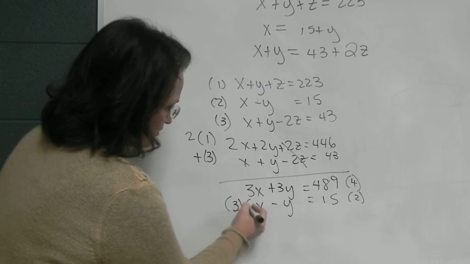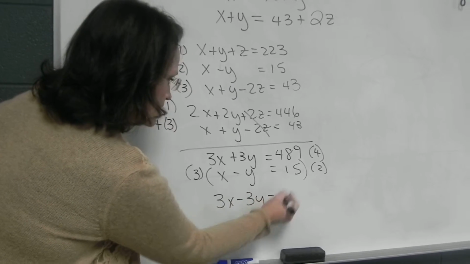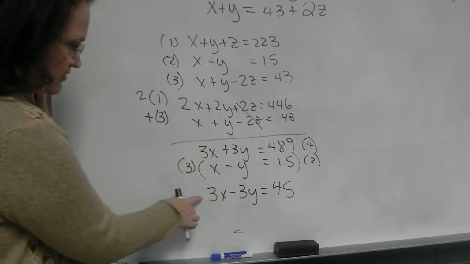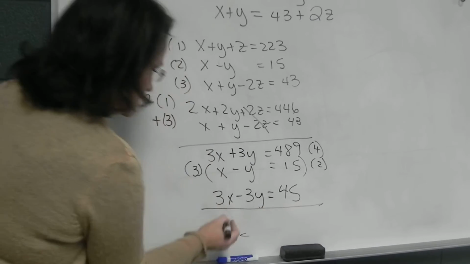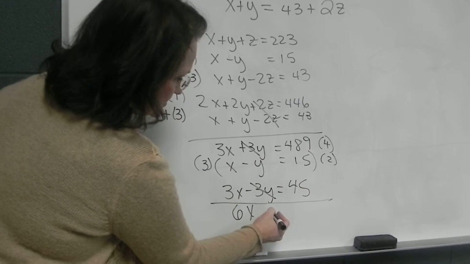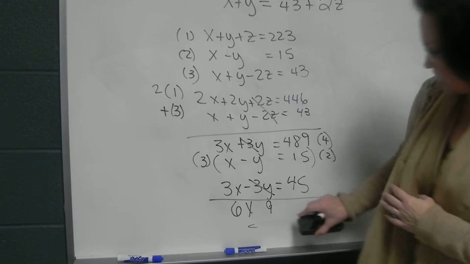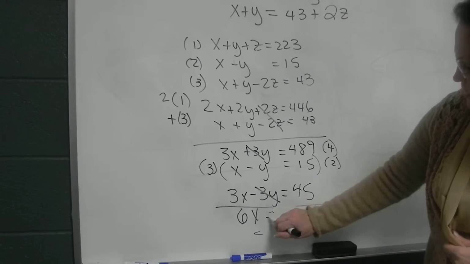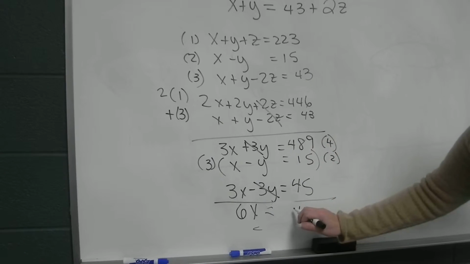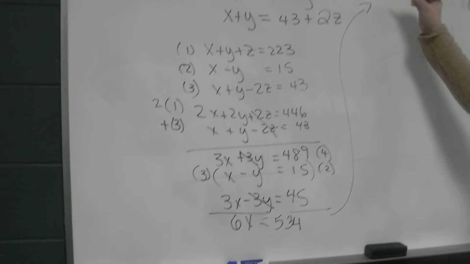So times this one by 3. That makes it 3x minus 3y equals 45. Now I can add 4 and 3 together, giving me 6x. The y's drop out. I'm not feeling that came out right. No. It is 489 plus 45, 534. Let me get back up here where you can see it.